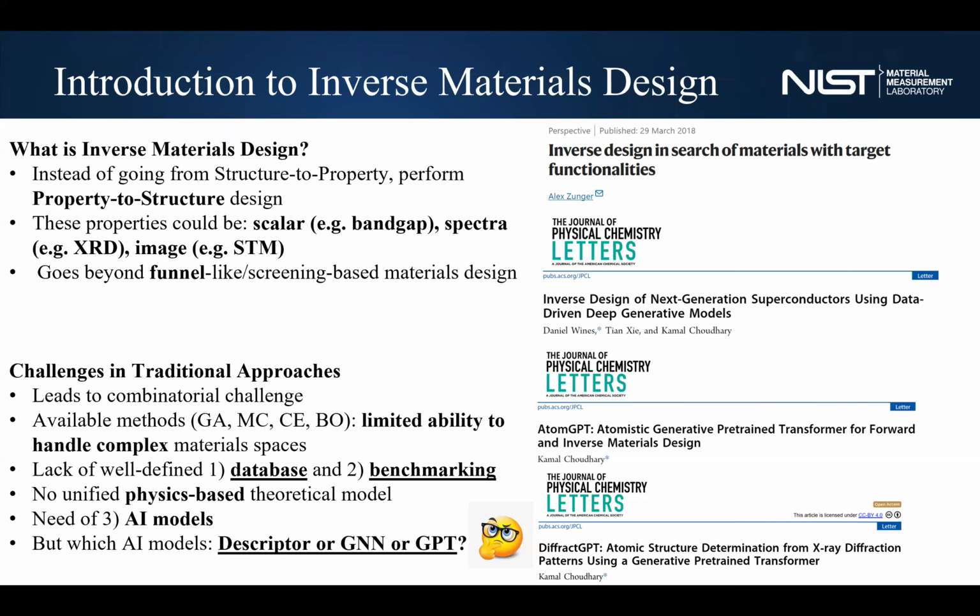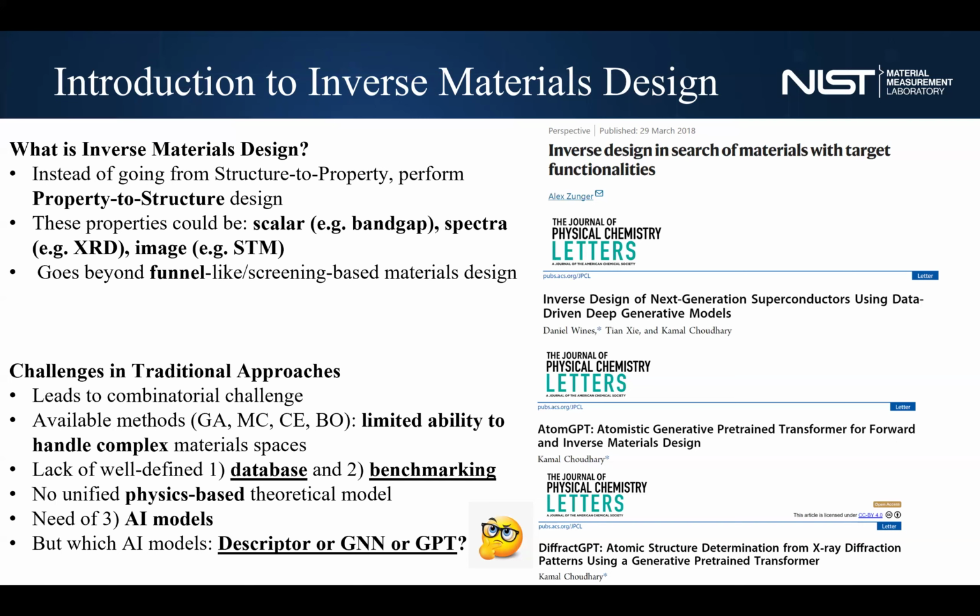Now, the idea of inverse material design is going from property to structure. These properties could be scalar properties such as electronic band gap, formation energy, bulk modulus, thermal conductivity, and so on. It can be spectra or pattern or multiple-value vector such as X-ray diffraction, or it can be images such as STM, STEM, and so on. And the idea is, instead of structure to property, to go from property to structure. And it enables us to go beyond a funnel-like matching or screening-based material design.